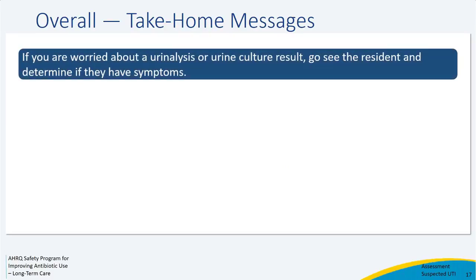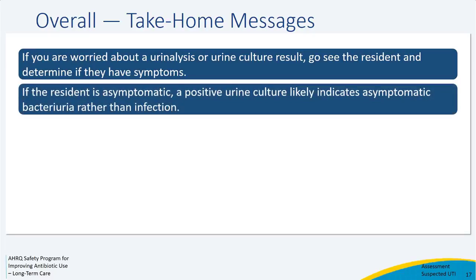Pain, dehydration, a change in medications, or even constipation are all reasons older adults may have a change in mental status. Based on the 2 cases you saw in this e-learning video, you have 5 take-home messages. They are that if you are worried about a urinalysis or urine culture result, go see the resident and determine if they have symptoms. If the resident is asymptomatic, a positive urine culture might indicate asymptomatic bacteriuria rather than infection.